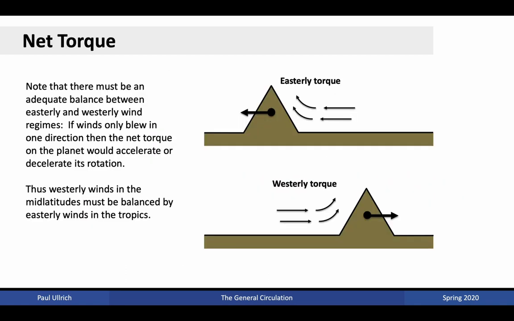There is actually a simple argument that requires that we have both easterly and westerly flows over the surface. If it was the case that we only had flow from one direction, that is, if the wind only blew from the west, then we would end up inducing a net torque on the planet. For those of you who remember your basic physics, torque will basically cause additional rotation of the planet. So, in order for these forces to be balanced, and in order for the atmosphere to not induce further rotation of the planet, it must be the case that the easterly torque induced on the planetary surface must balance the westerly torque on the surface. Consequently, we then require in the atmosphere that there be a balance of both easterly and westerly winds.